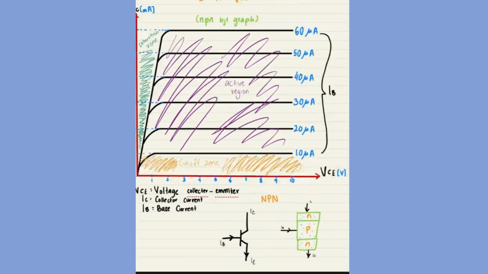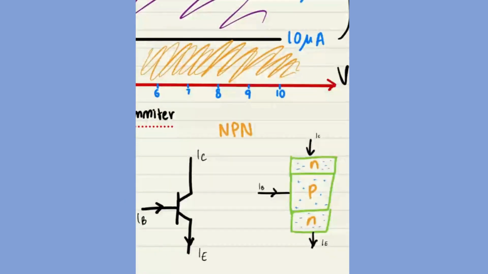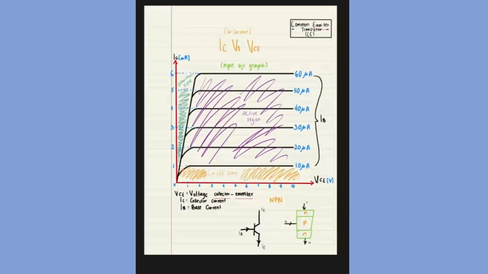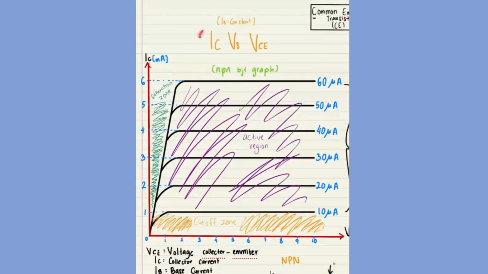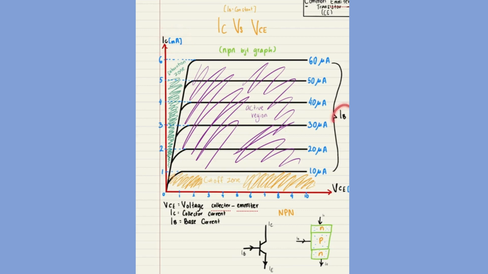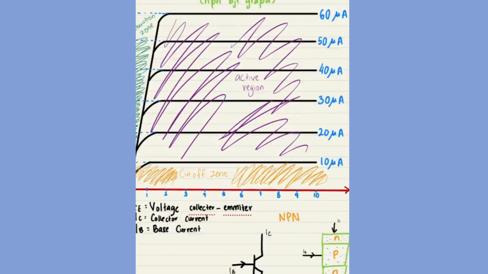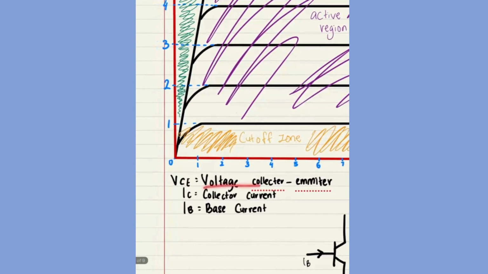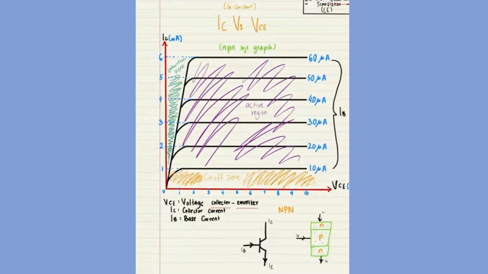Okay, let's move to the graph. This is the NPN BJT graph. It's about IC against VCE. What is IC? What is IB? And what is VCE? VCE is voltage collector-emitter, IC is collector current, and IB is base current. As we see, we have three zones, which are the active region, cut-off zone, and saturation zone.